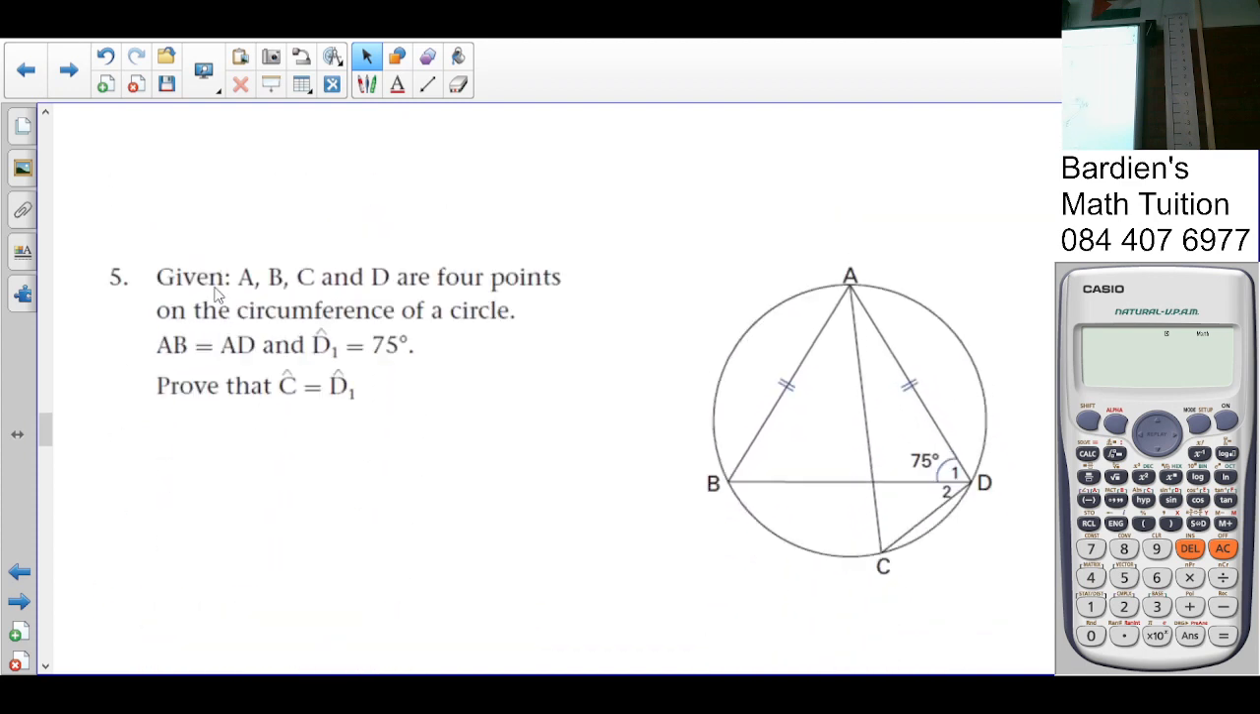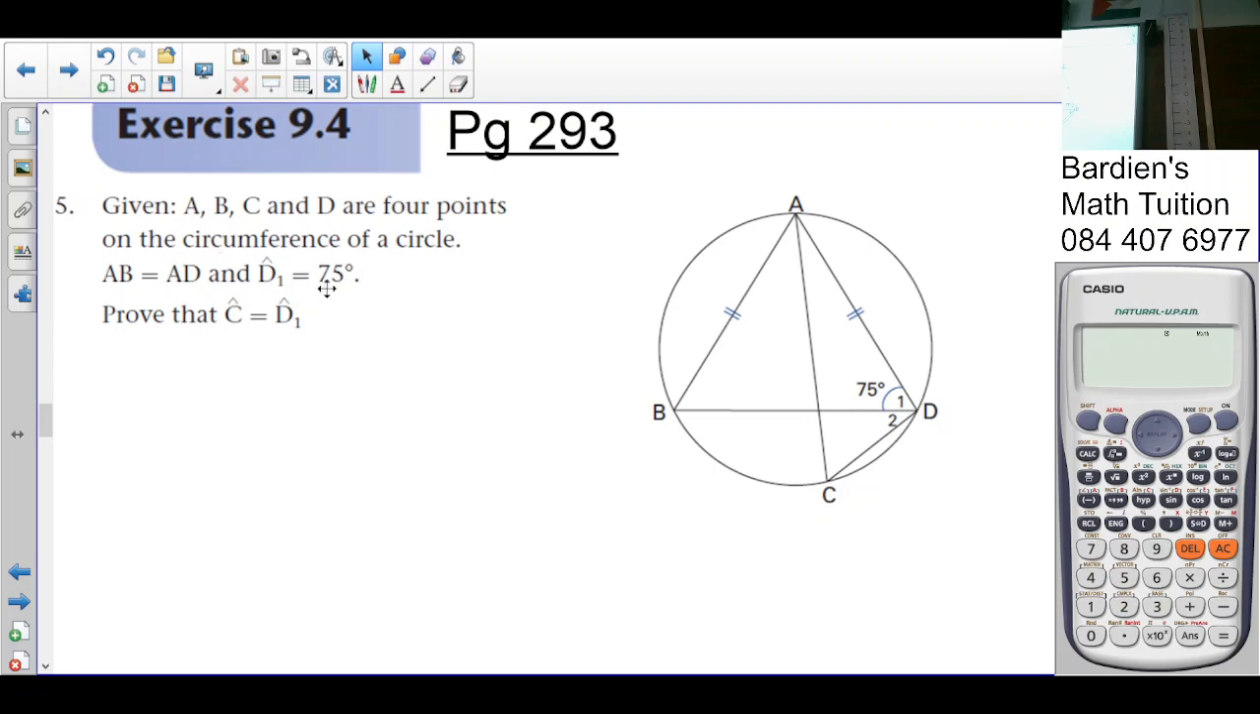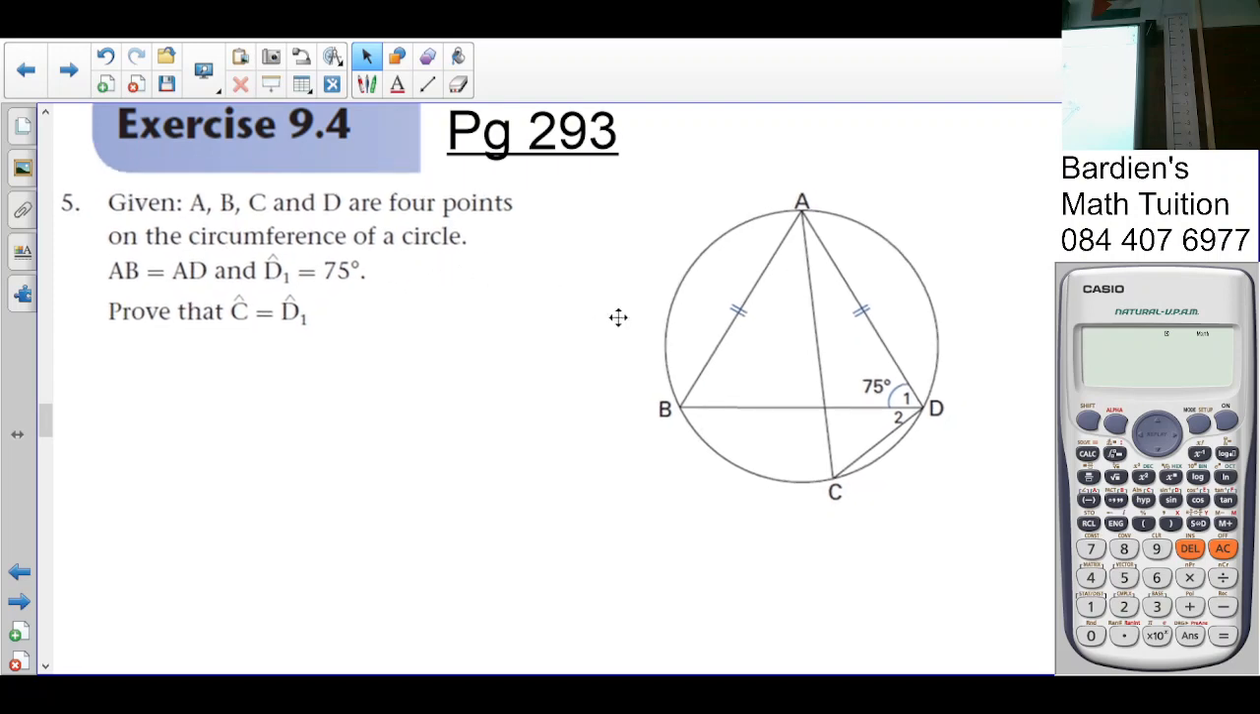Number 5. In number 5, we're given that A, B, C, and D are 4 points on the circumference of the circle. AB is equal to AD. If AB is equal to AD, what do we know? We know that angle B is also 75. Why is angle B 75? Angles opposite equal sides.